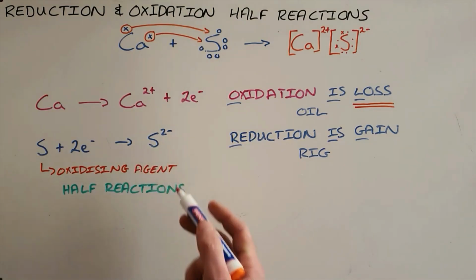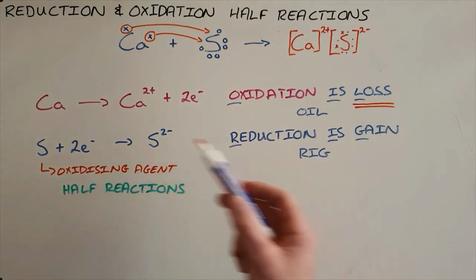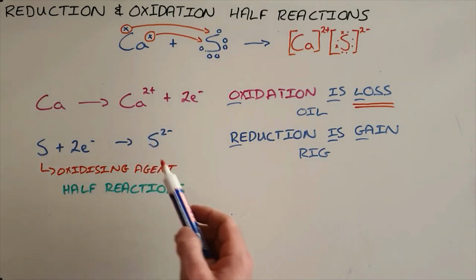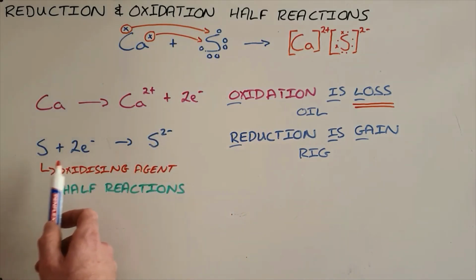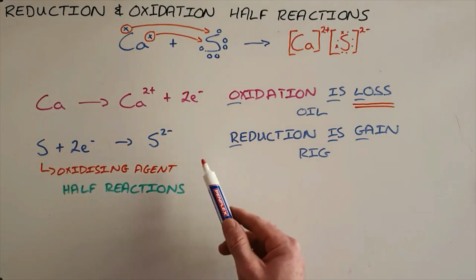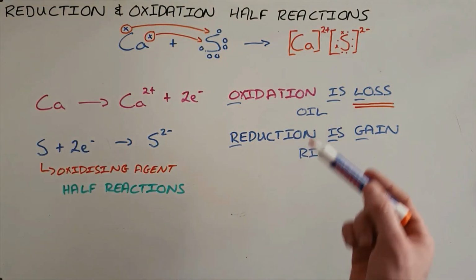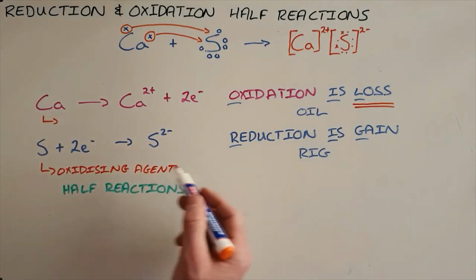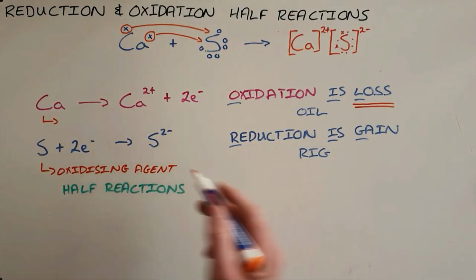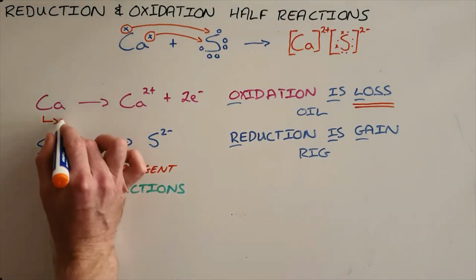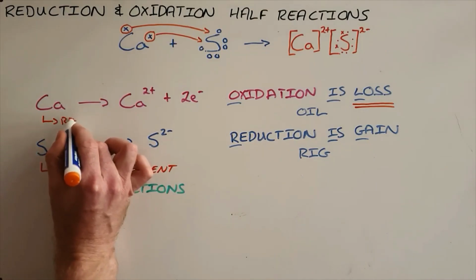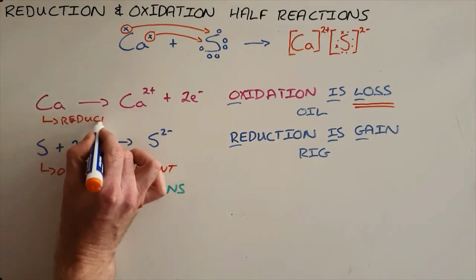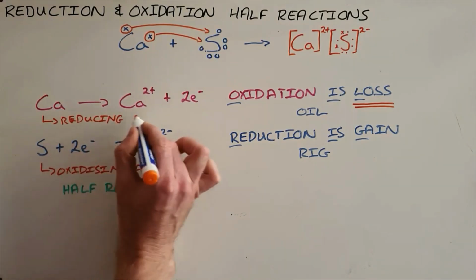By the same reasoning, we can say that calcium is the reducing agent because in order for sulfur to be reduced, in order for sulfur to gain electrons, it is necessary for calcium to lose electrons. So we say that calcium is enabling the reduction of sulfur. So we say that calcium is the reducing agent.